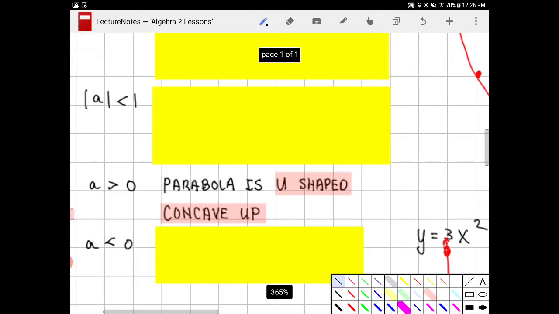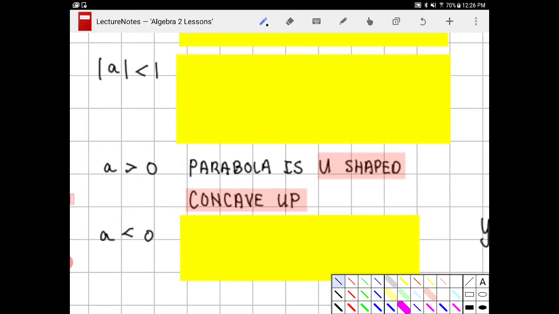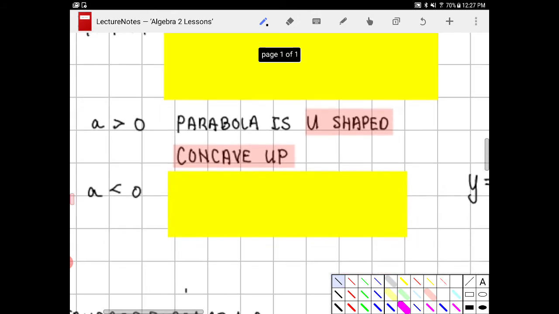So U-shaped, the mathematical term for that is concave up. The word U-shape is not a mathematical term. So when you tell someone that a curve is concave up, then they understand, oh, it's that U-shape, okay?